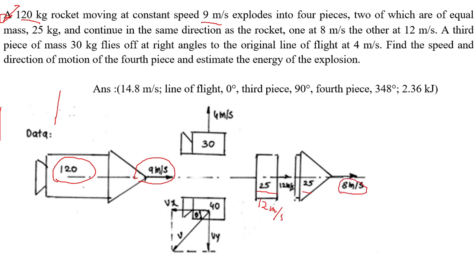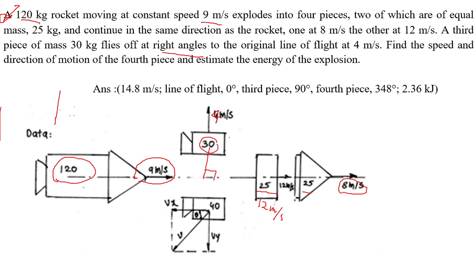Now there's a third piece because it explodes into four parts. There's one piece which is going at right angles to the original line. If this is the original line, this is the right angle, 90 degrees, going up with a speed of 4 meters per second. The mass here is 30 kilograms.